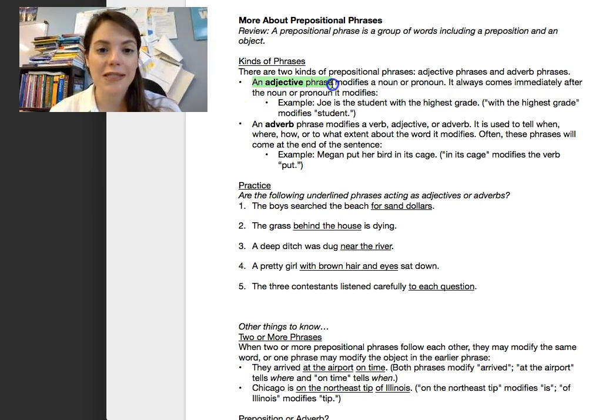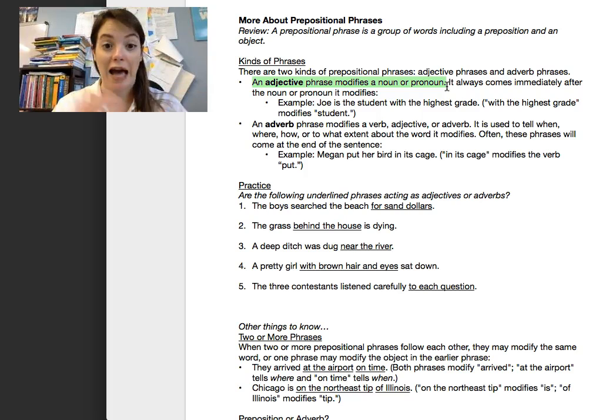Just like it sounds, an adjective phrase modifies a noun or pronoun, same as an adjective. That's why it's called an adjective phrase. It's acting like an adjective, even though it's a group of words instead of just one word. Similar to adjectives, you're going to find the prepositional phrases that are acting like adjectives near the noun or pronoun it's modifying, usually right after.